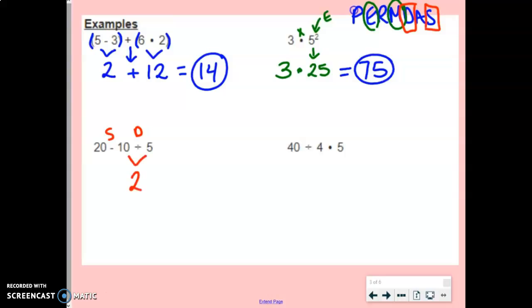This next question, division comes first. 10 divided by 5 is 2. Then we subtract these problems for a final answer of 18.